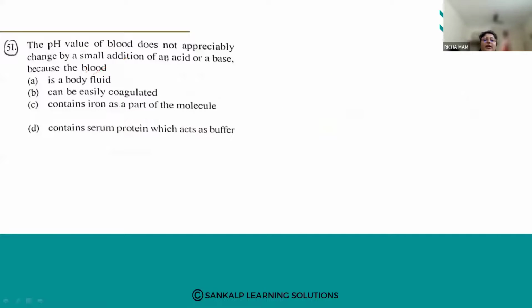The pH value of blood does not appreciably change by a small addition of an acid or a base because the blood is a body fluid, can be easily coagulated; C, contains iron as a part of molecule; D, contains serum protein which acts as buffer. So why does the pH value of blood not change by small addition of an acid or a base? The pH value of the blood does not appreciably change, even after you add any acid or base. Why?